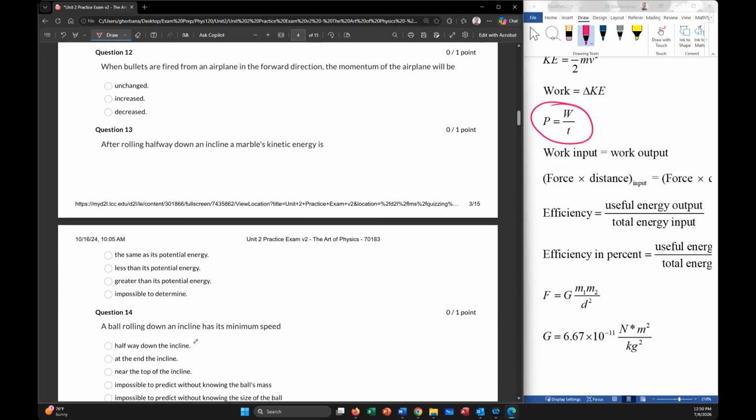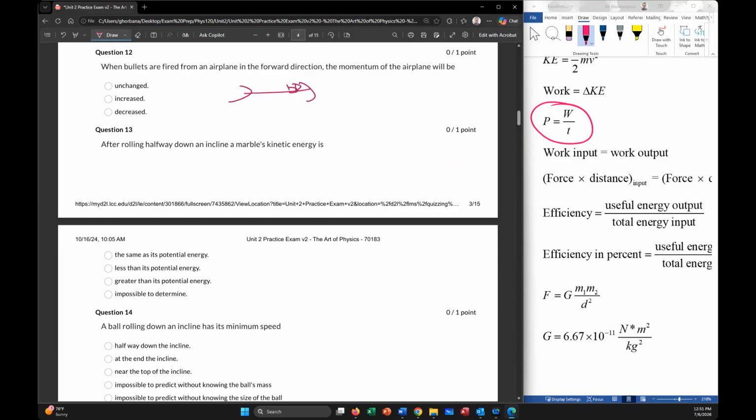Okay, number 12. When bullets are fired from an airplane in the forward direction, the momentum of the airplane will be, what do you think? Unchanged, increase, decrease. Again, the collision problem. Let's say there was an airplane here, and there was a bullet here. When it's not fired, they are all moving together. They have the same momentum.